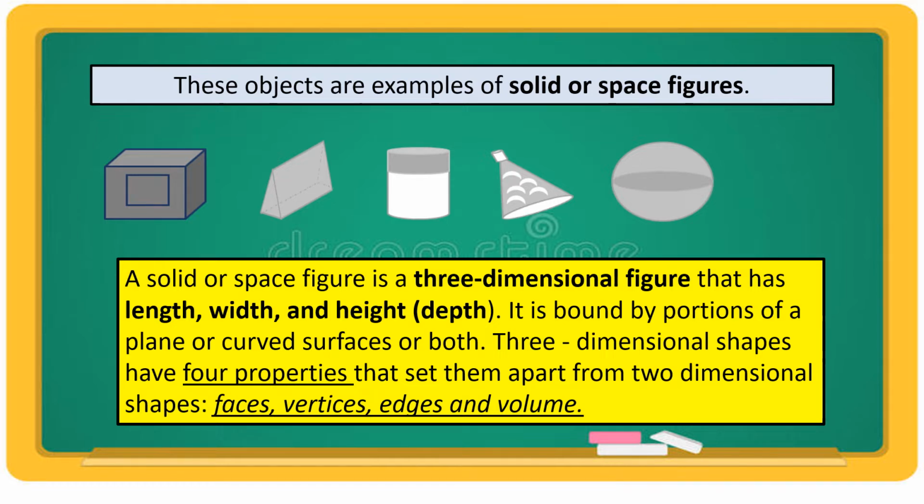A solid or space figure is a three-dimensional figure that has length, width, and height, or what we call depth. It is bound by portions of a plane or curved surfaces, or both. Three-dimensional shapes have four properties that set them apart from two-dimensional shapes. So these are the faces, vertices, edges, and volume.